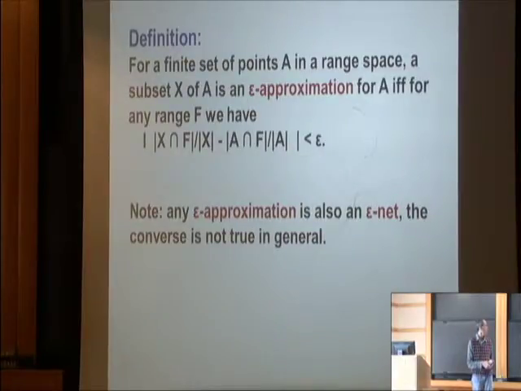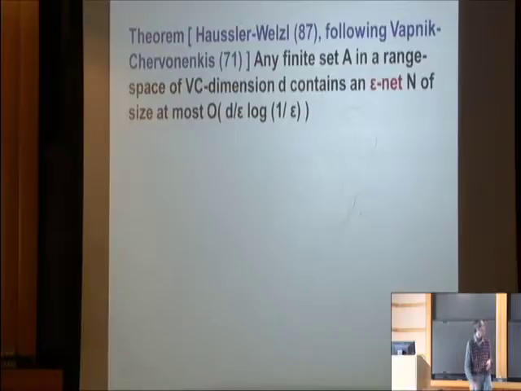Now, what is good about these things? Here is a theorem, a result by Haussler and Welzl, proved in the late 80s. It's actually very similar to the original proof of Vapnik and Chervonenkis that I'll mention in a minute. And this says the following: if we have a range space with finite VC dimension, denoted by D, then any finite set in it contains a small epsilon net. And how small? The size of this epsilon net is at most some constant, maybe 10, times D over epsilon, log of 1 over epsilon. So think about D as constant, epsilon is very small.